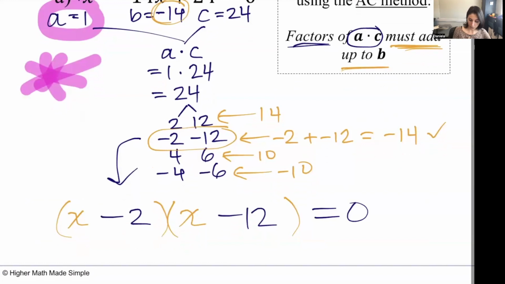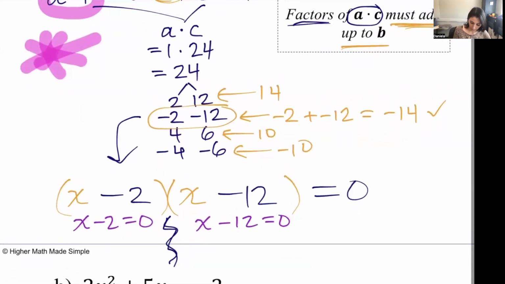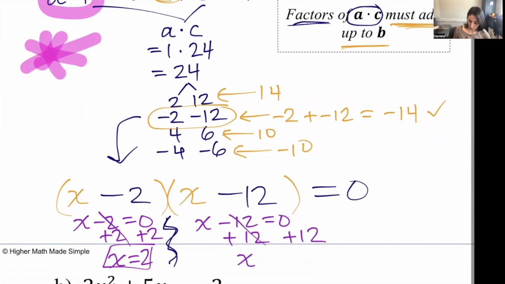Now what you're always going to do, I like to do a little split here. You're going to set each expression inside the parentheses equal to 0. So I'm going to set x minus 2 equal to 0 and x minus 12 equal to 0. Yes, they're two separate equations because they're going to have two different answers. Over here, I'm going to add 2 on both sides, so one of the solutions is positive 2. And over here, I'm going to add 12 to both sides, and the other solution is 12.